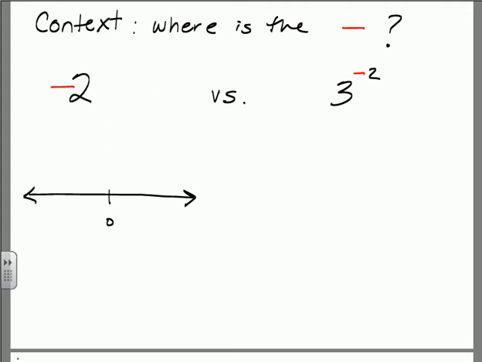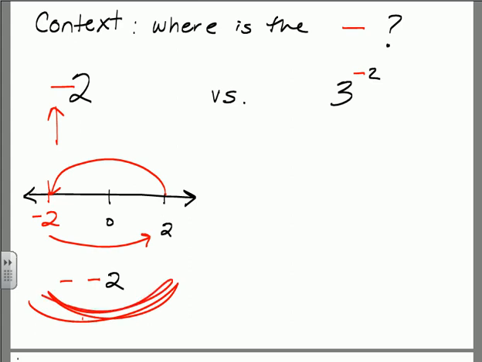So let me emphasize this a little bit more. If we start with 2, so I'm going to put a 2 there. If we throw a negative in front of that 2, what happens is it flips it over here to the opposite side to a negative 2. And if we put a negative in front of that, it would flip it back again and so forth. So this negative in front of a big number flips things back and forth on the number line like this.